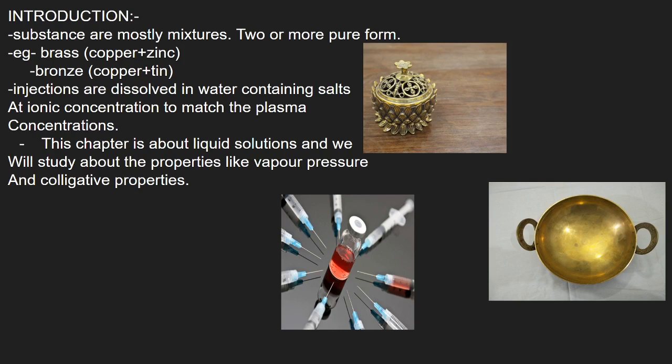Substances are mostly mixtures, two or more in the pure form. Okay, on the right side in the diagram, let me turn on the pointer here. See all these diagrams; these are all mixtures. These are not the purest form, but mixing two or more pure forms forms a mixture. For example, brass is copper plus zinc, and bronze is copper plus tin. Here are two examples which you use in daily life.